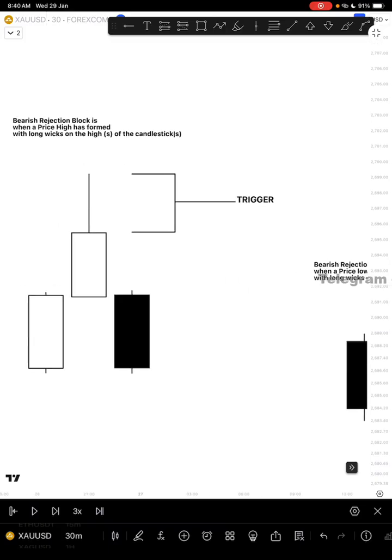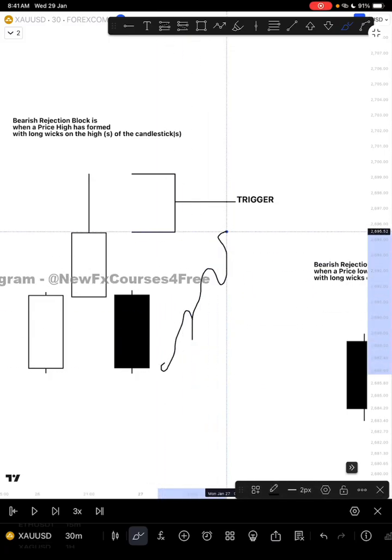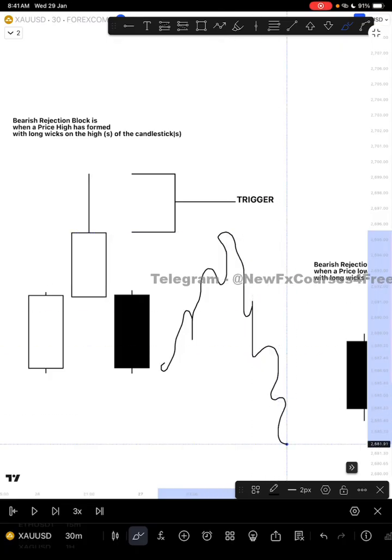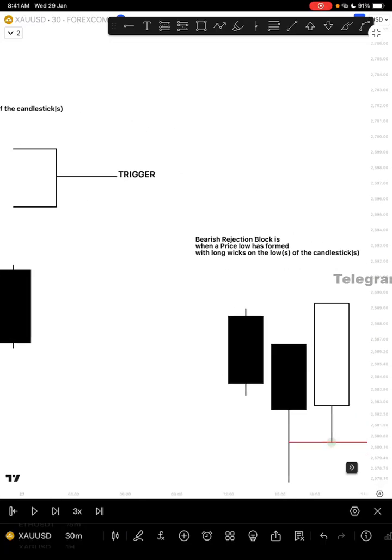So this is your trigger point. You can enter within this zone of this long wick. From the touch from here, this is your entry point. You can enter within this zone. So the market might retrace into this rejection block, then dump lower.